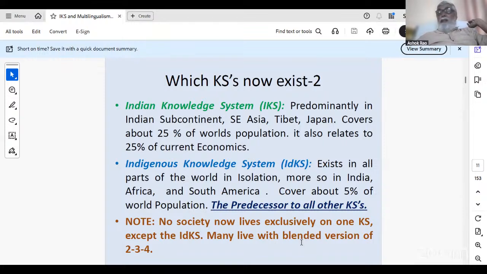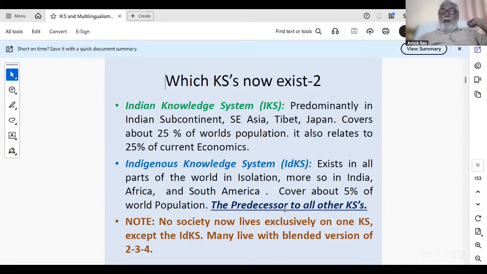The fourth knowledge system we need to look at is the indigenous knowledge system, IDKS, which exists in all parts of the world in isolation, more so in India, Africa, and South America. They cover only 5% of the world population, but this indigenous knowledge system is what has led to all the present Western, Arabic, and Indian knowledge systems.